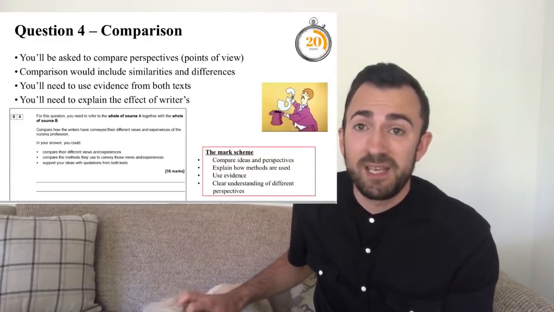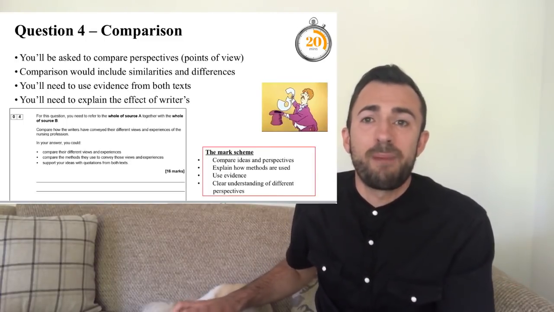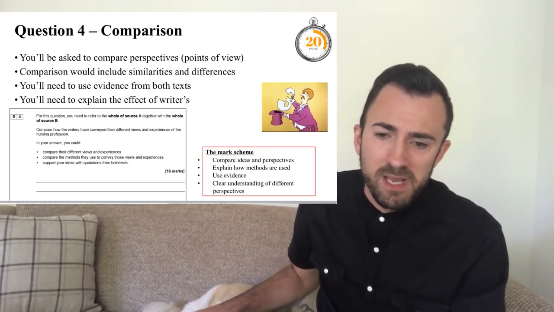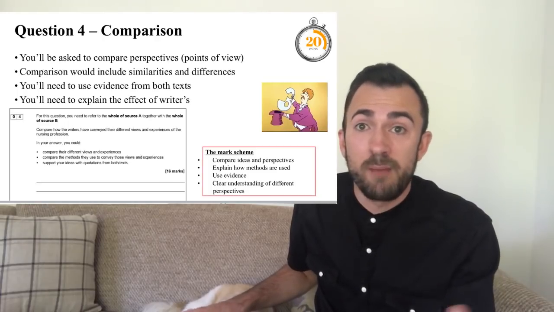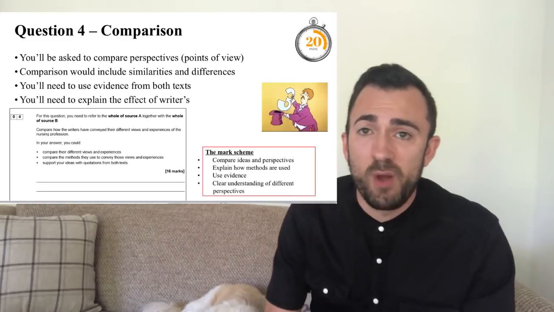Question 4 is the comparison question. You'll be asked to compare the perspectives. That means their points of view or their experiences. What do they think about the topic that they're writing about? Your comparison will need to include similarities and or differences. It could be either. You'll need to use evidence from both texts, and you'll need to talk about their use of language or structure as well.